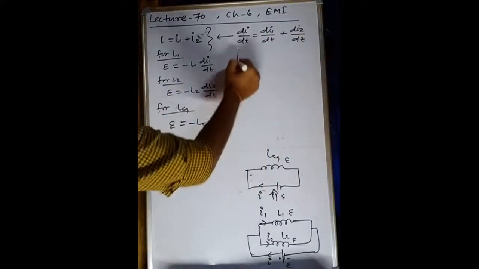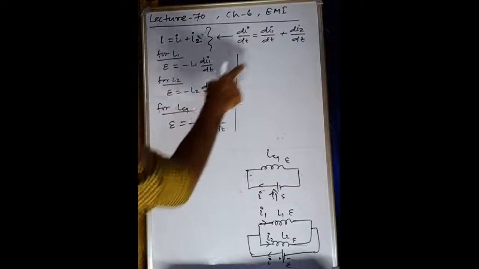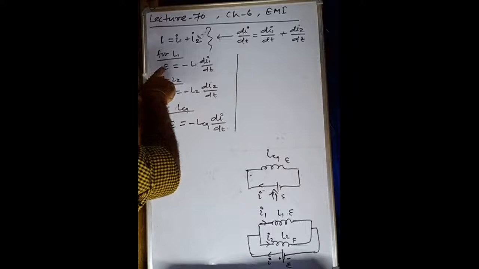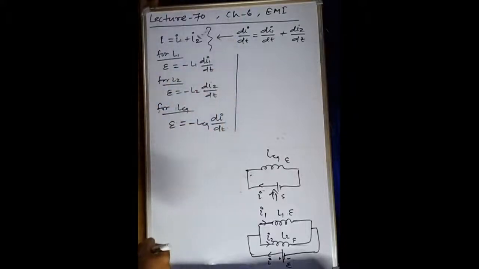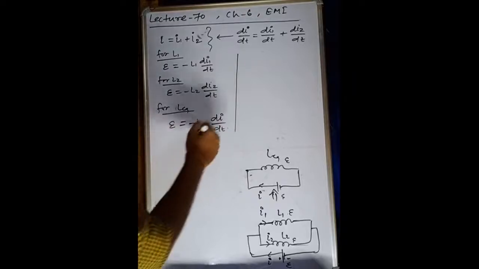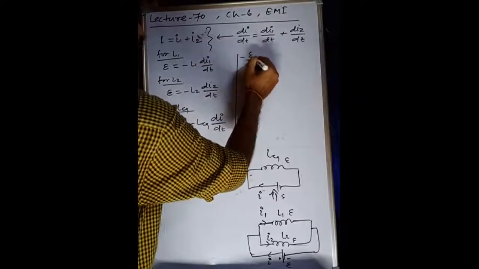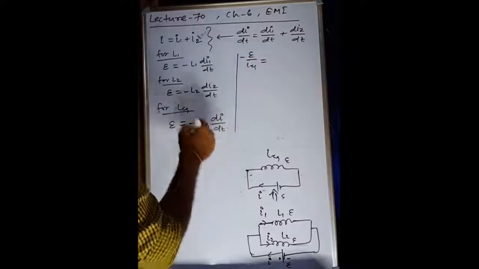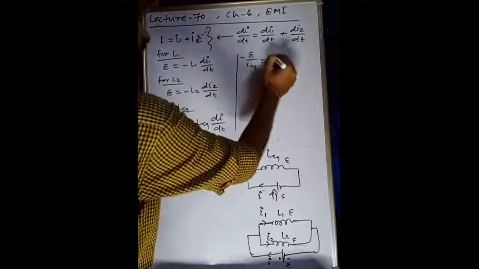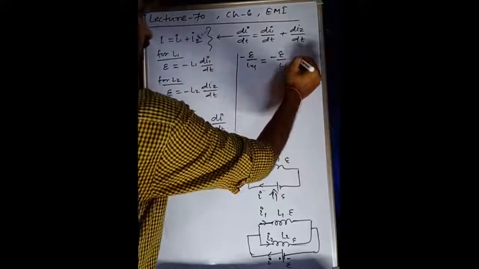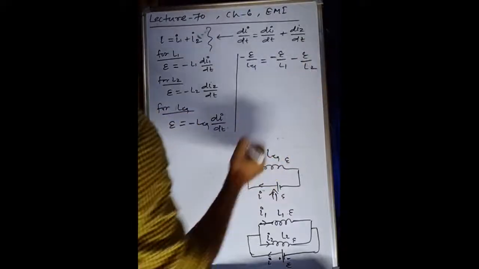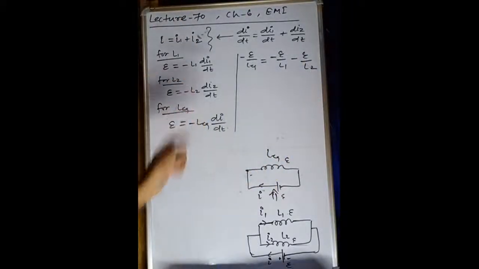Okay, now we are going to put all these values here in this equation. di1 by dt we can write minus E by L1. Here di by dt we can write minus E by L equivalent. For di2 by dt we can write minus E by L2 for the second inductor.